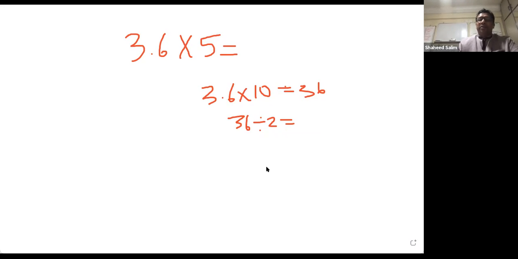Okay, come. So you know how to do this one. You times by 10, then divide by 2, you get 18. That's a faster way if you need to use this method.